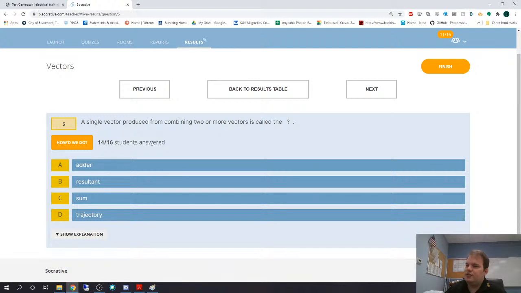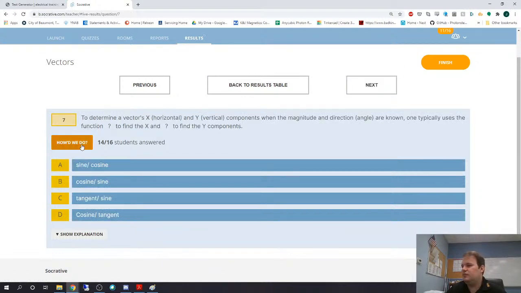A single vector produced from combining two or more vectors is called the resultant. Vectors can be added using the parallelogram method. Okay, so to find the horizontal, you generally use cosine, and to find the vertical, you generally use sine.